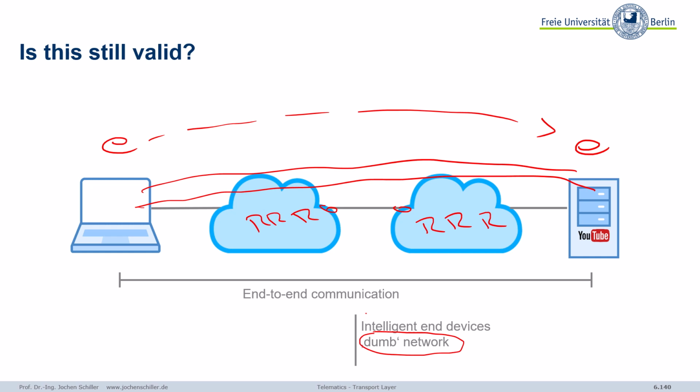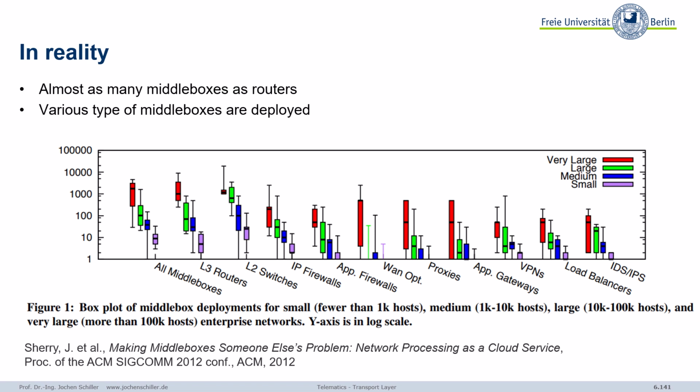But is this still valid? That's what you will find in the textbooks, and that's what I also taught you. But I will also tell you, in reality, the picture is a bit different. This shows you that in reality, on the way from one end system, a host here, to a host there, we not only have our routers with the single purpose to forward our packet, that's one thing, but we also have what we call middleboxes.